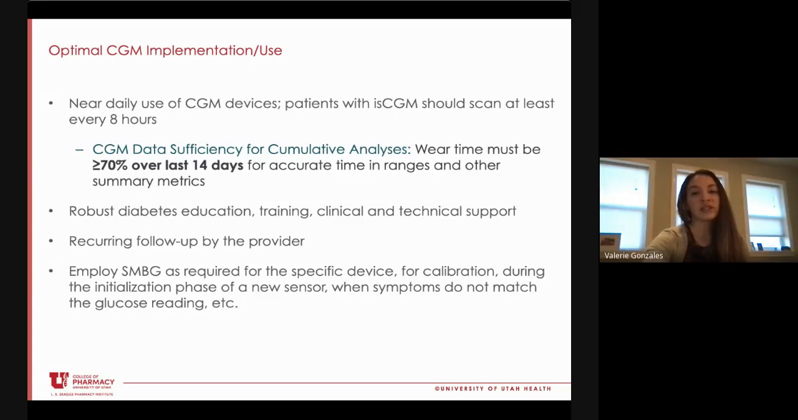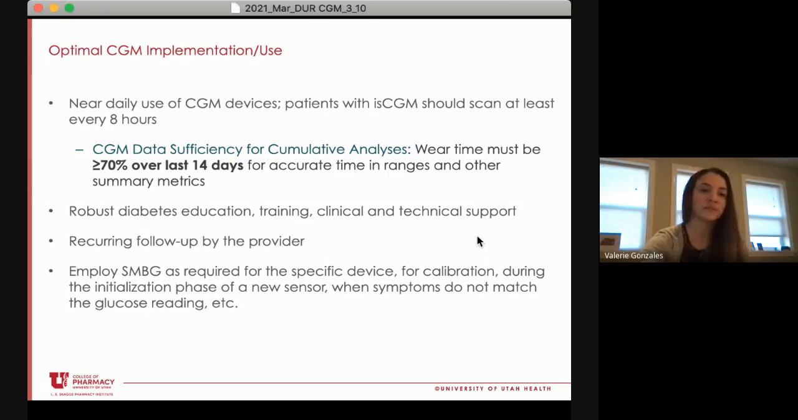As part of CGM prescribing, patients should have robust diabetes education, training on the use of their device, and ongoing clinical and technical support. This includes regular follow-up with the provider for assessment of their data and their medication regimen, and also to encourage adherence. As previously mentioned, CGM users should have the ability to perform self-monitoring as needed for the proper use of their device.